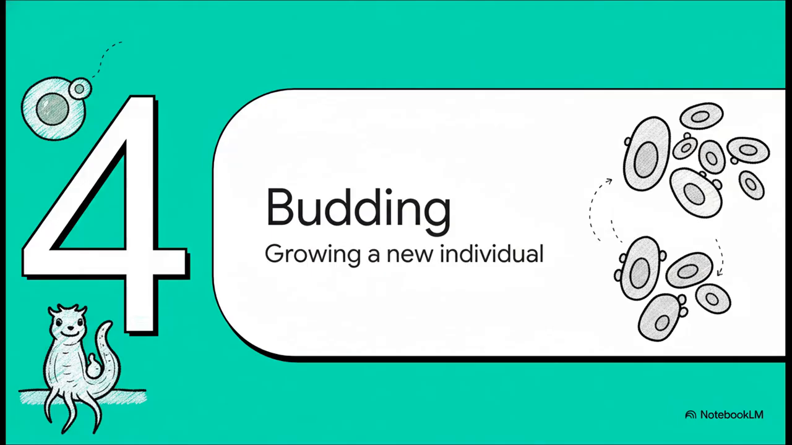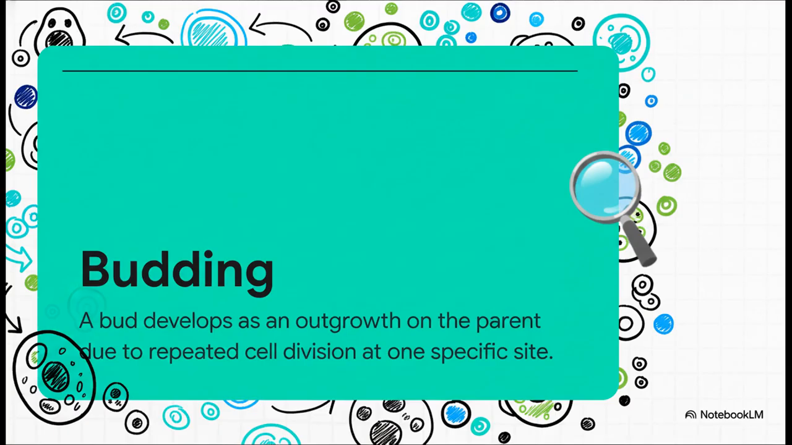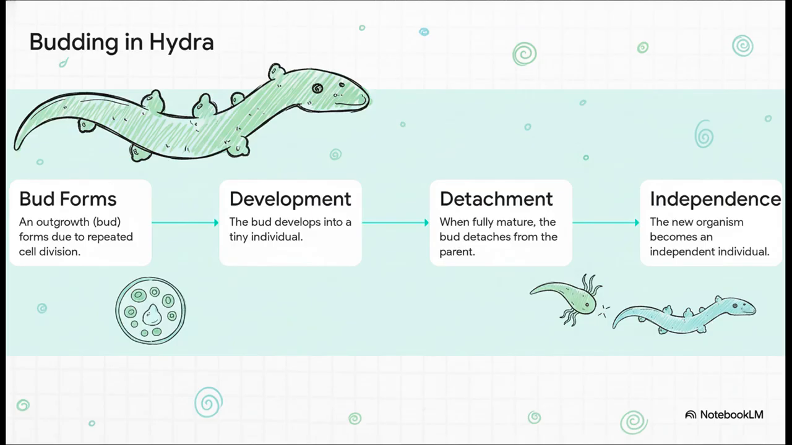All right, our third and final method for today is budding. This one is all about growing a new individual. So in this process, a new individual grows out from the parent's body. This outgrowth, which we call a bud, develops because of repeated cell division at one specific site on the parent. Hydra provides a perfect example for us to understand budding.